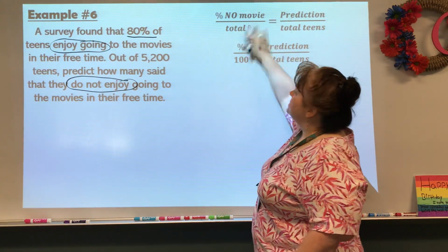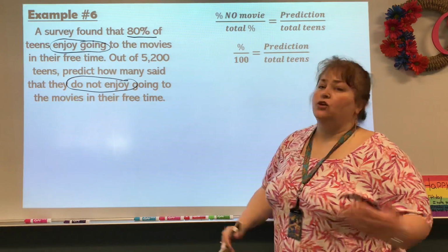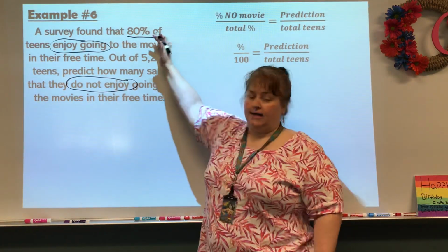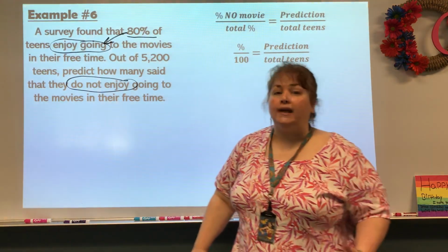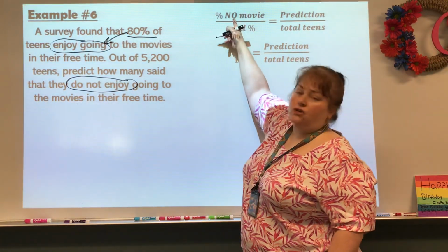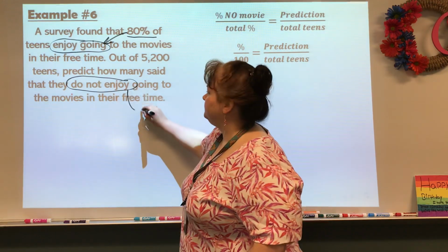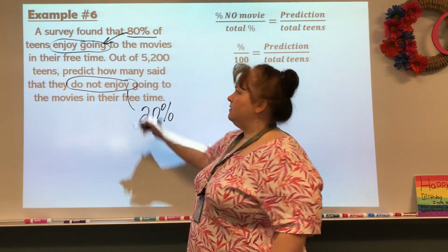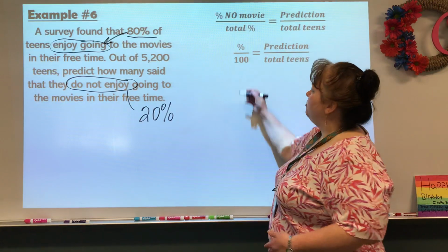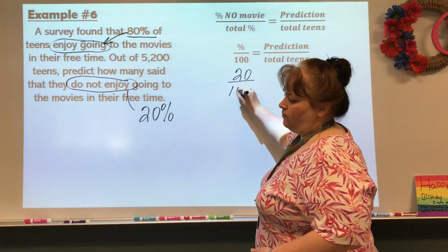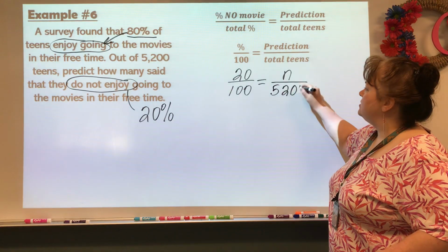Okay? So when we set up our proportion and we're looking at our percent over 100, you're probably going to want to put 80 over 100 because you were given 80. But that would be incorrect, because 80 goes with those who enjoy going, and we're looking for those who don't enjoy going. I put no movie. They don't want to go to the movie. Okay? So we're going to be using 20%. Because if 80 enjoy going, then 20% don't enjoy going. Okay, so on our proportion here, we're going to have 20 over 100. And our variable and our total is 5,200.